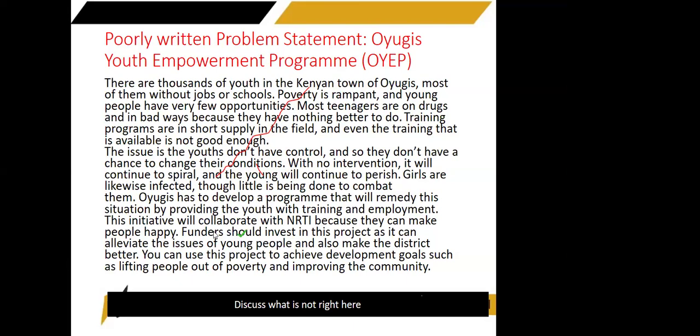Training programs are in short supply in the field, and even the training that is available is not good enough. The issue is the youth don't have control, and so they don't have a chance to change their conditions. With no intervention, it will continue to spiral and the young will continue to perish. Girls are likewise infected, though little is being done to combat them. Oyugis has to develop a program that will remedy this situation by providing the youth with training and employment. This initiative will collaborate with Norwegian because they can make people happy. Funders will invest in this project as it can alleviate the issue of young people. Control West Africans.